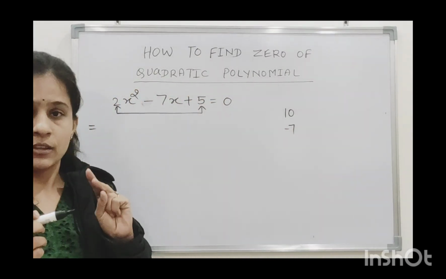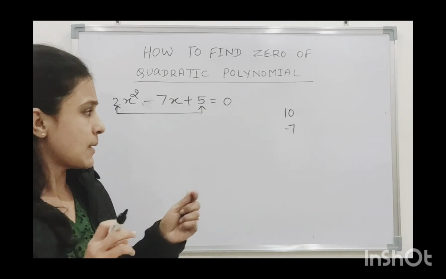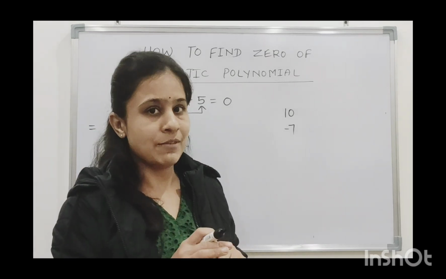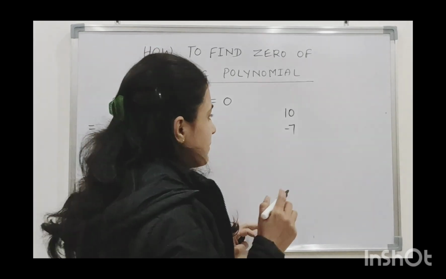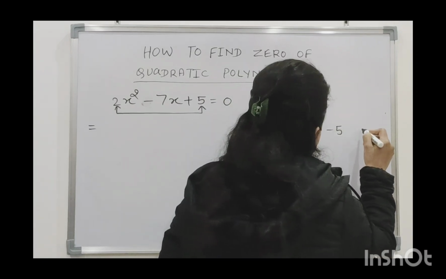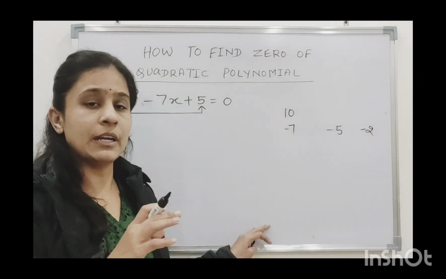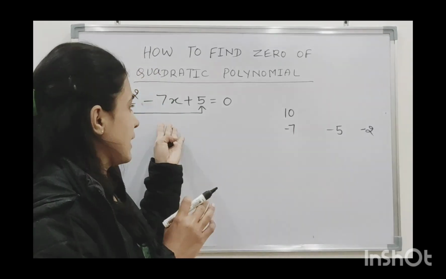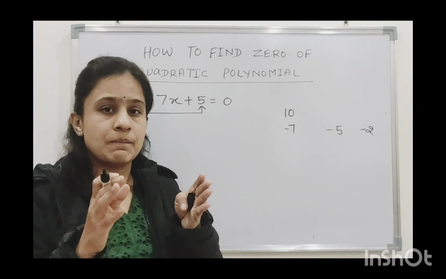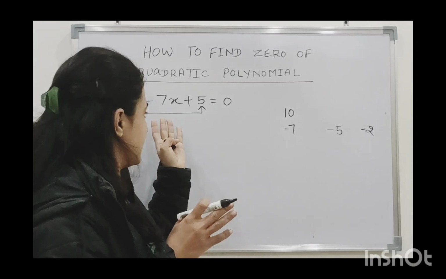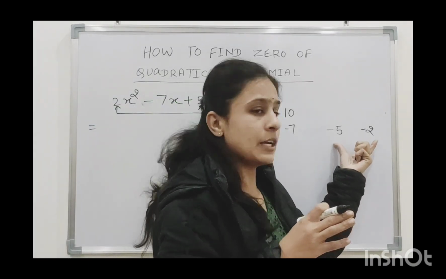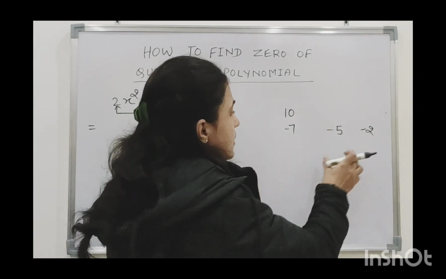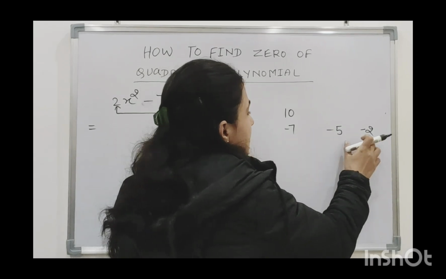Now we have to find those two numbers whose addition is -7 and multiplication is 10. After thinking for some time, we can easily find those two numbers. Those two numbers are -5 and -2. If you feel difficulty in finding the numbers, you can find them by practicing these kinds of questions. Once you practice a sufficient number of questions like this, you will be comfortable with finding these numbers. So these are the numbers -5 and -2, whose addition is -7 and multiplication is 10.